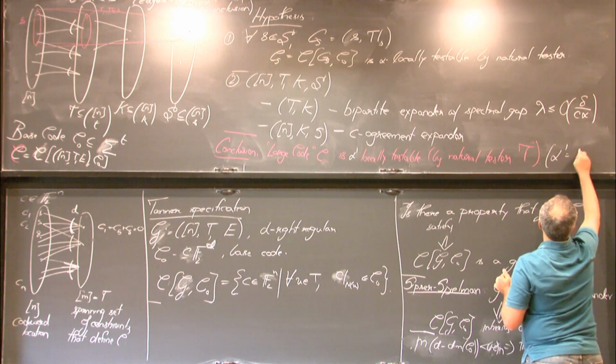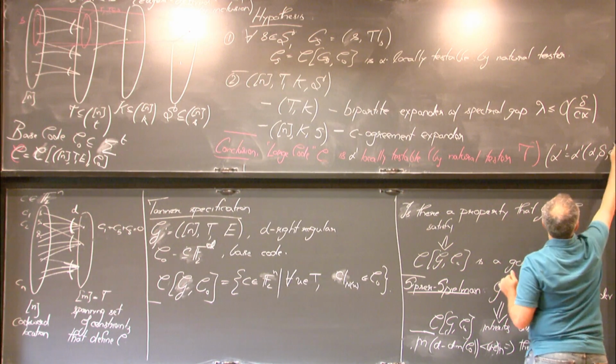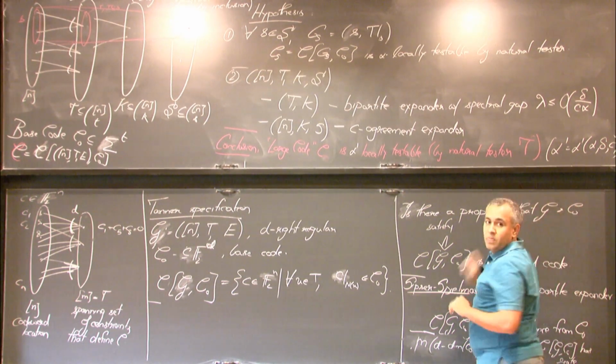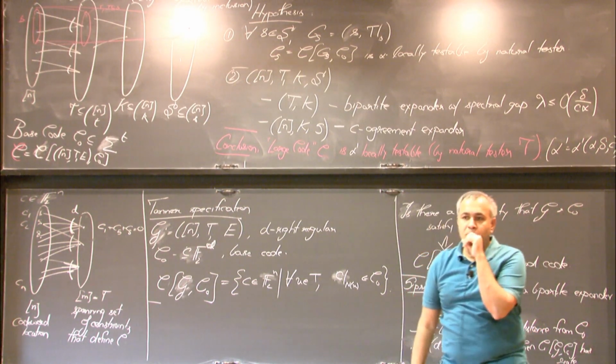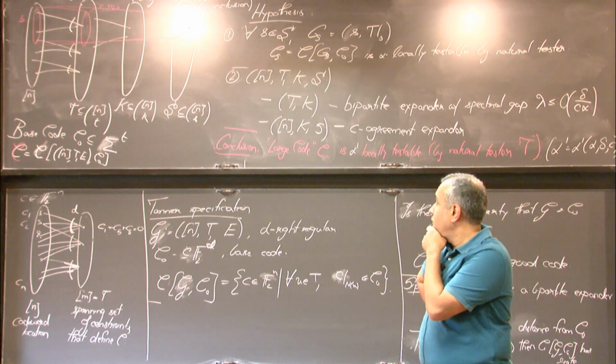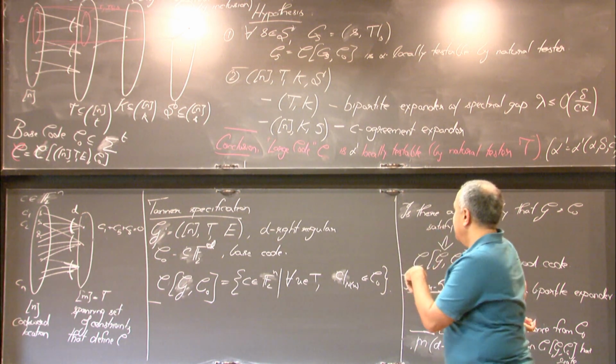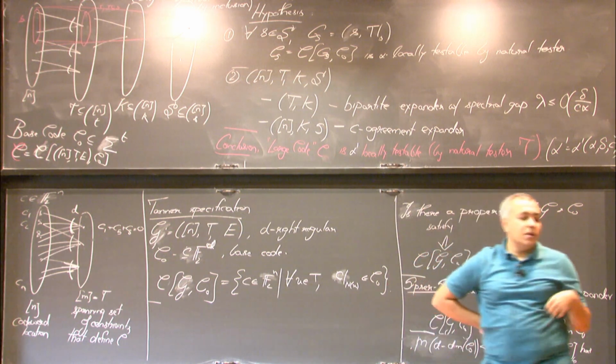Alpha prime is some alpha prime of alpha, delta, and C. Yes, so you don't require anything between n and t part. I don't require n and t, but for the graph case, I don't require.